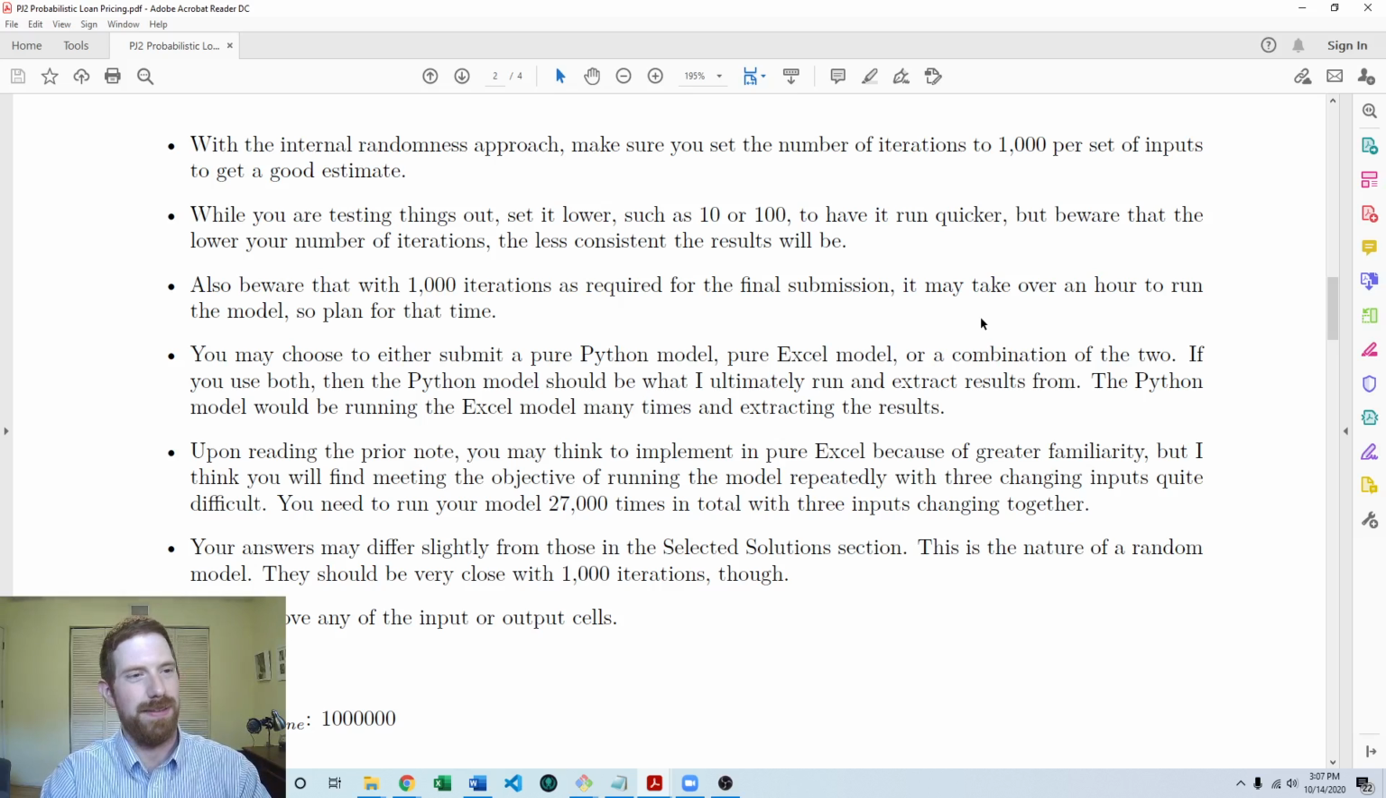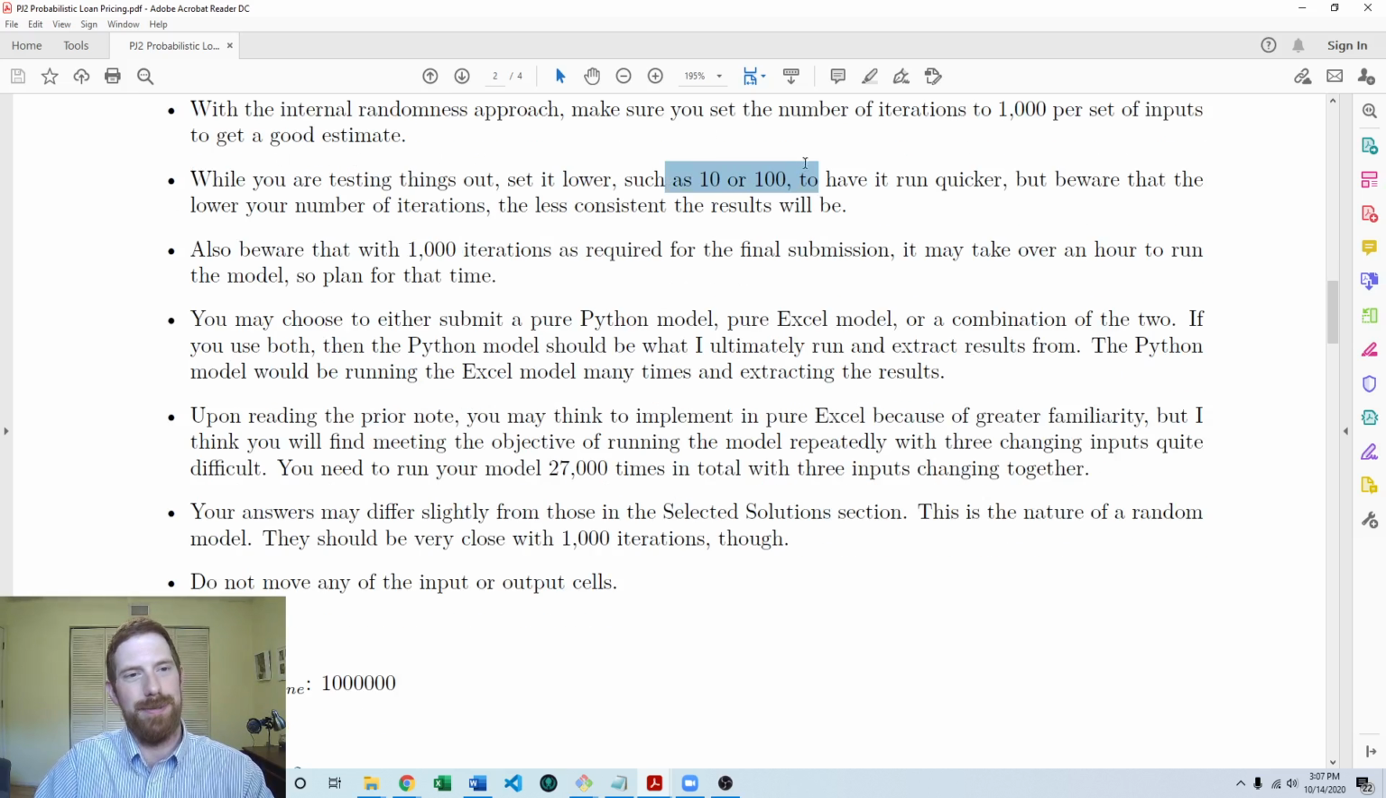So there's a trade-off there, and what I would recommend is as you're building everything out, keep the number of iterations low, just so you can run everything quickly. And then once you think you've got it right, then increase the number of iterations so you can run it a couple of times and check against the provided answers. And then when you actually submit the final, you want to run it with 1,000 iterations before you submit so you can get your final answers in there.